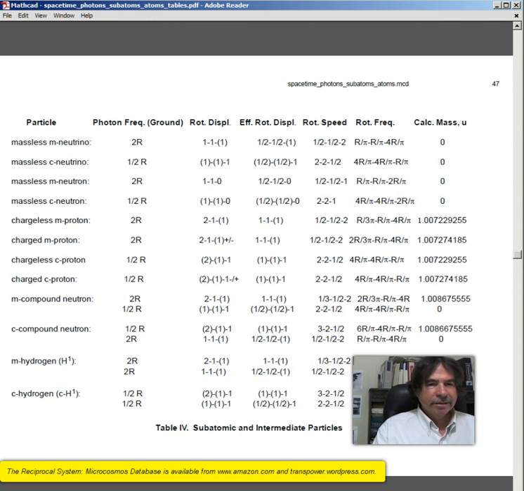Okay, please study this table carefully. Table for subatomic and intermediate particles. That completes part 3 of my paper.